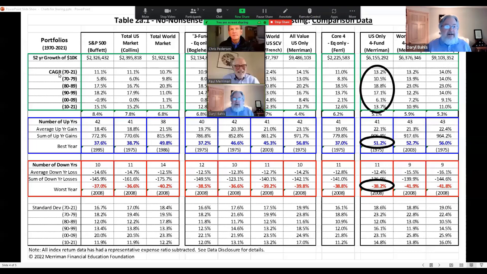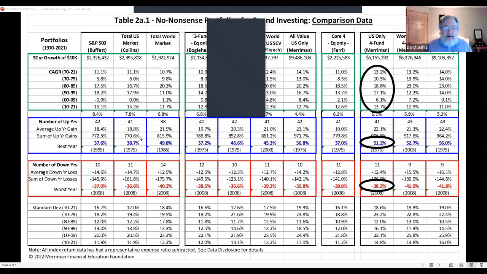And I'll just point out a couple of things here, if I can figure out how to share this. There we go. So this is kind of a comparison data table that we have. There's a lot of numbers on here, and it's very busy. And I apologize for that. But if you take the time and you look at it, there's really some good information on here, I think. And the one thing I would draw her attention to is the U.S. four fund portfolio.